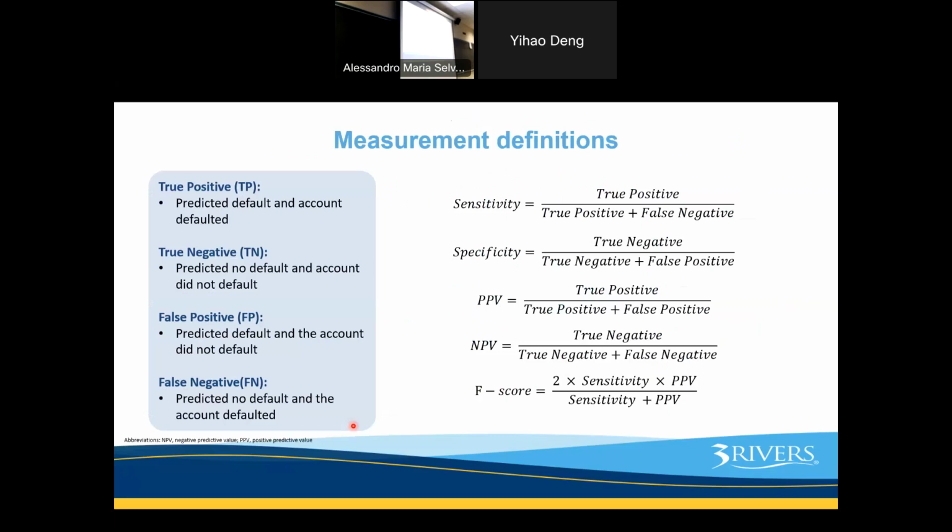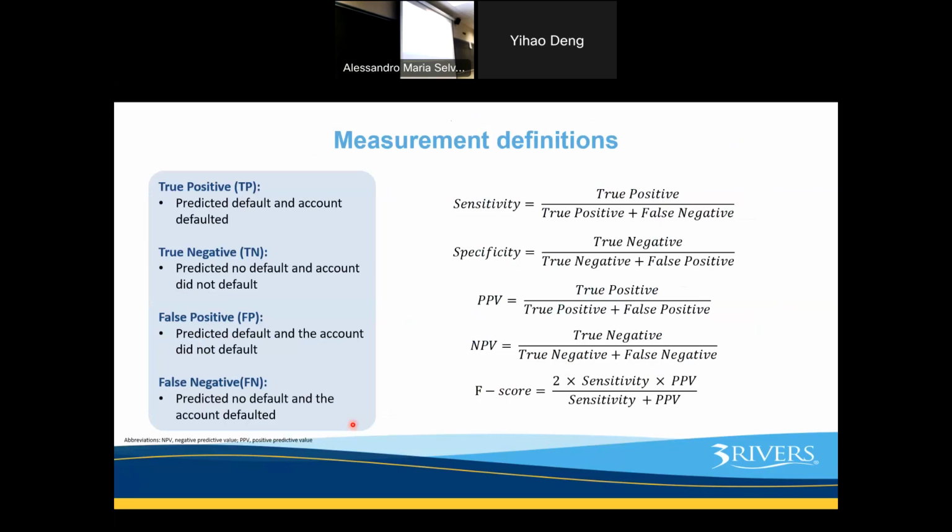So the next few slides are getting into the results, but first we'll define the measurements. We'll go through the measurement definitions. True positive: predicted default, an account defaulted. True negative: predicted no default, an account did not default. False positive: predicted default, an account did not default. False negative: predicted no default, an account defaulted.